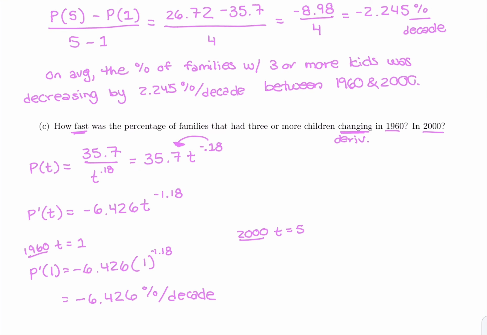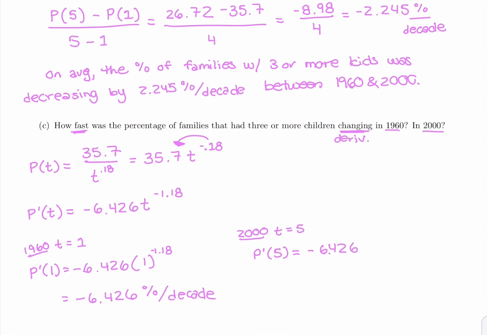Compared to 2000, I'm going to do p prime of 5 and do negative 6.426, and I'm going to replace that t with a 5 in parentheses. And we get negative 0.962. It's a rate of change. It needs both units. Percent of families with 3 or more kids per decade.